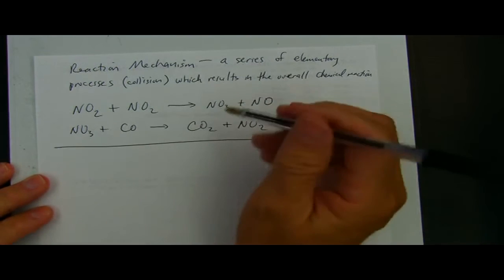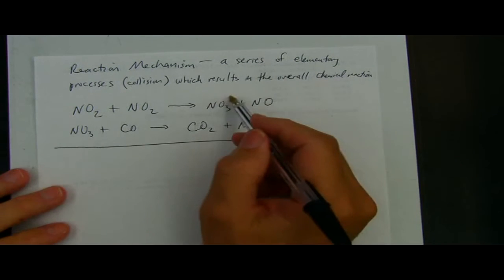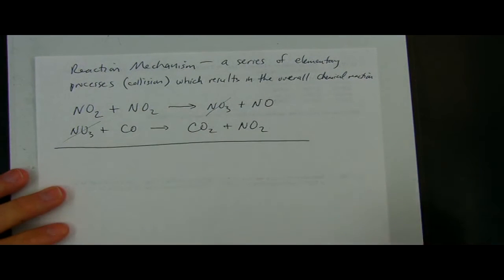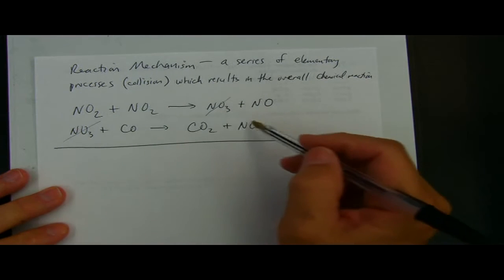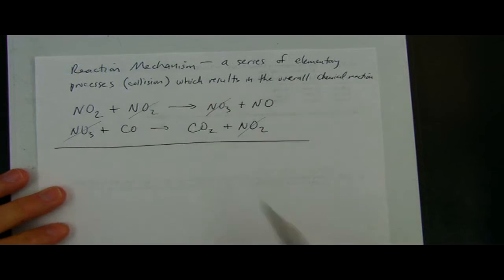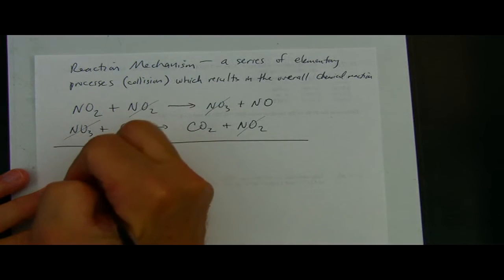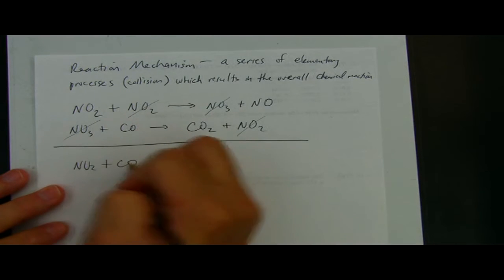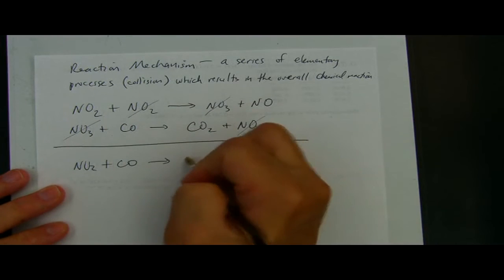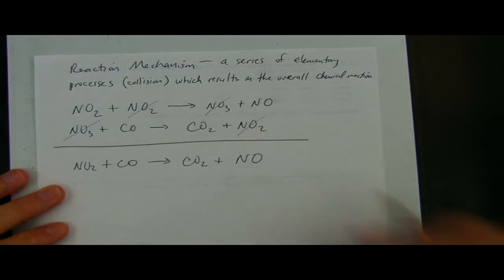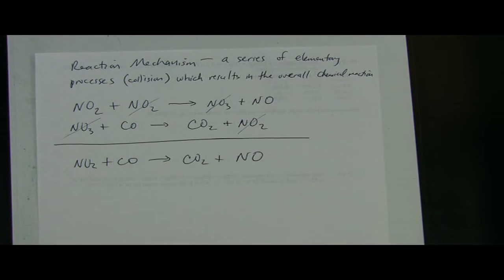What you would do to determine this is cancel out things that show up on both sides. An NO2 cancels with that, and so we're left with NO2 plus CO goes to form CO2 plus NO. So there's the balanced chemical reaction.